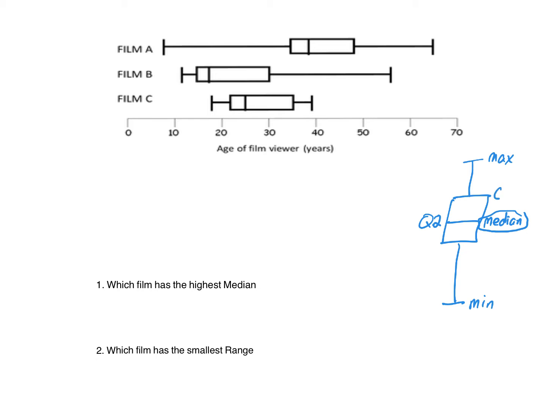The data pieces above is called Q3. It's called quartile 3. And this guy right here is quartile 1.